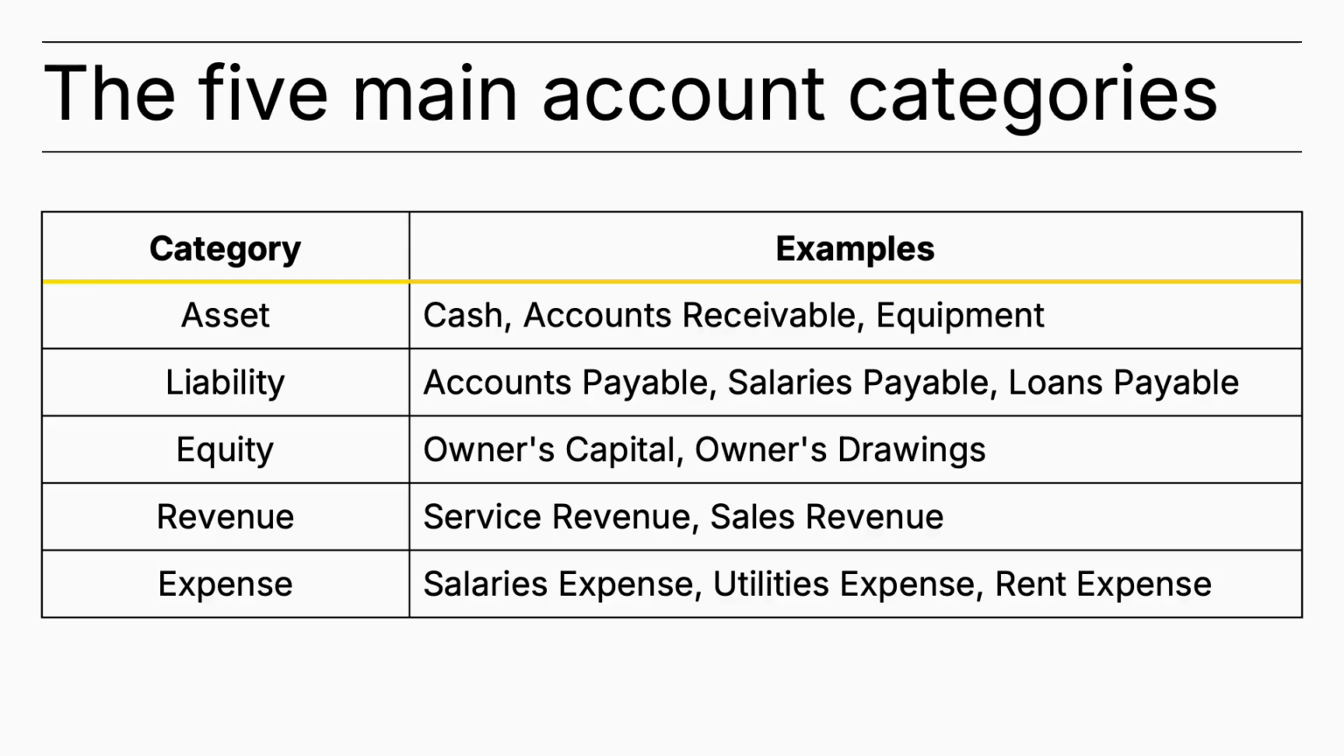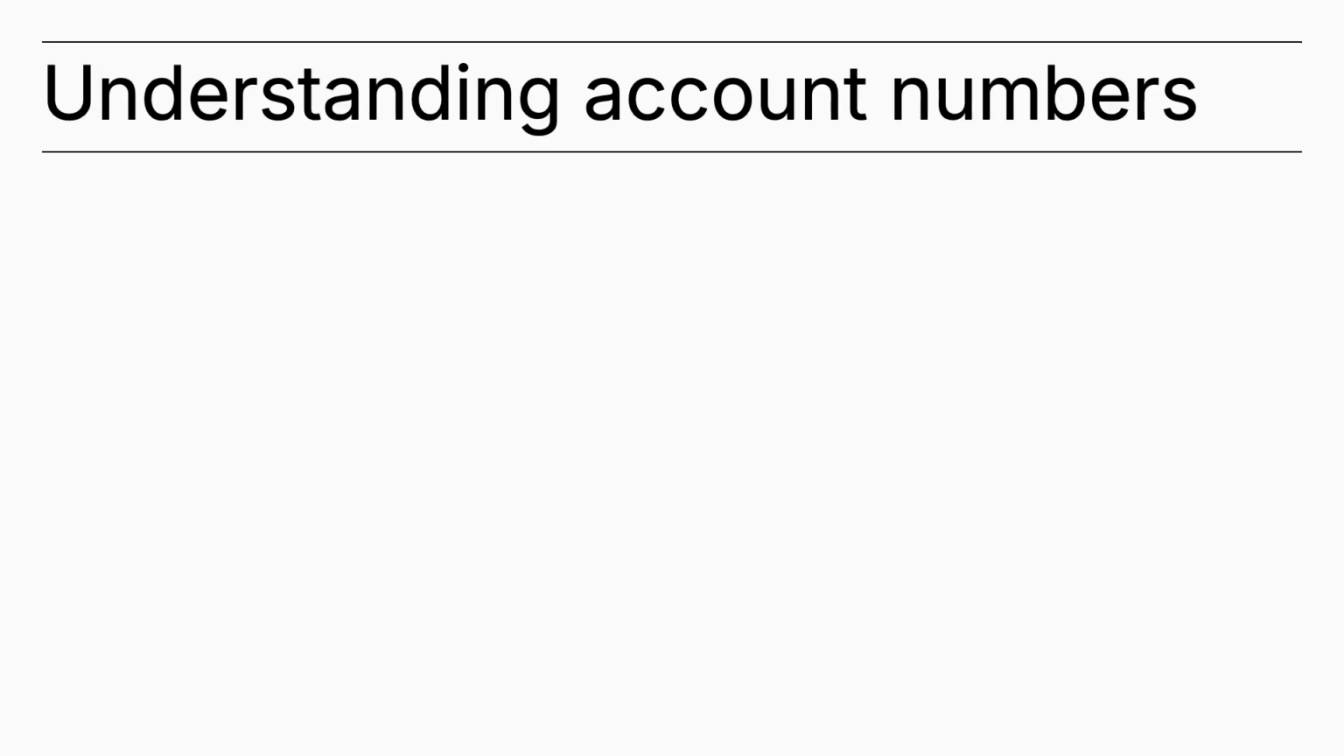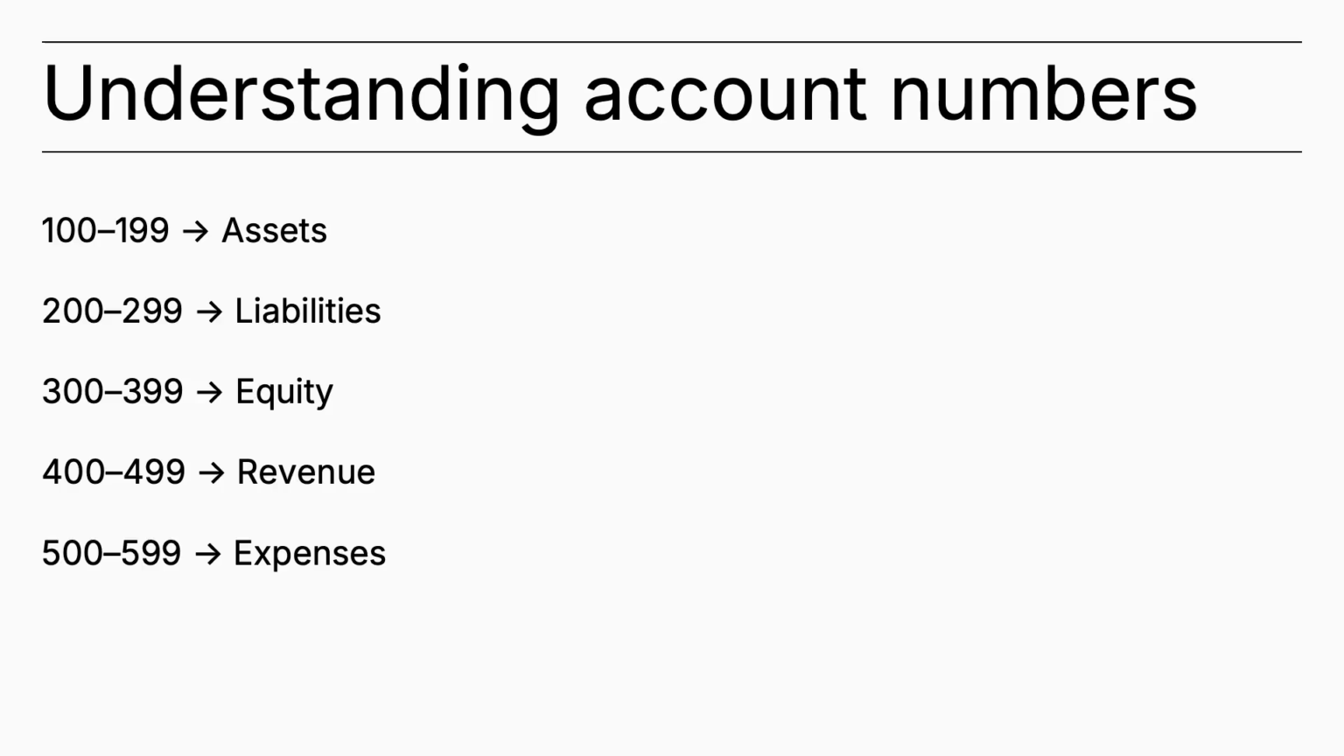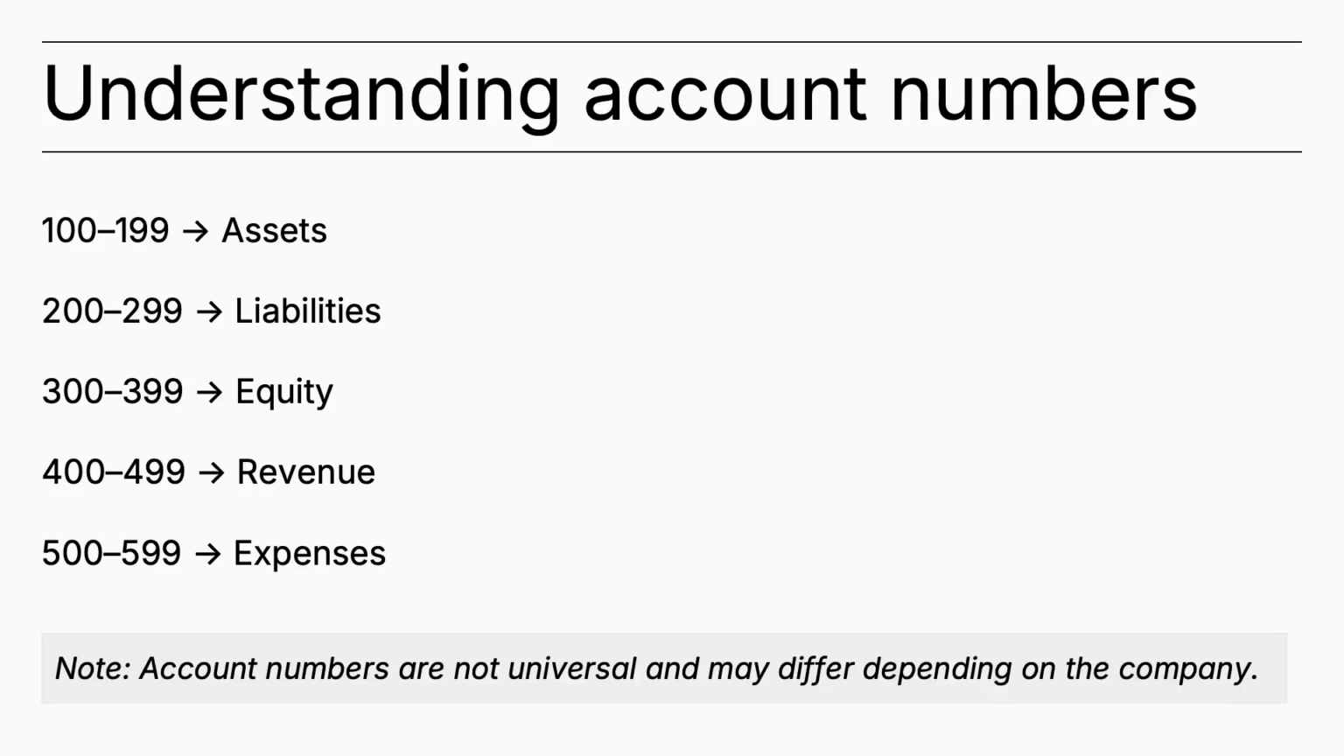Now that we understand the categories, let's see how account numbers are commonly organized. Many companies group accounts using number ranges. For example, asset accounts often start with 1, liability accounts with 2, and so on. This makes it easier to identify account types quickly and keep the chart of accounts structured. Just to repeat it again, it is important to remember that numbering systems are not universal. One company might use 101 for cash, while another might use 1000 or 1100. The important thing is not the exact numbers, but consistency within the business.